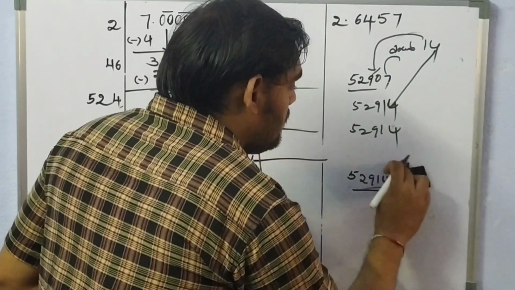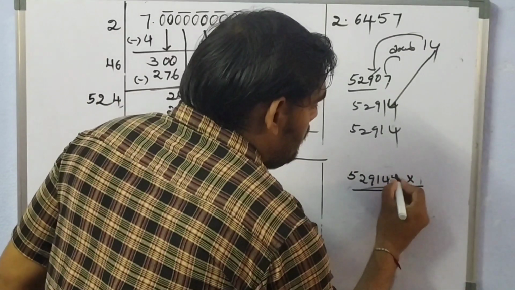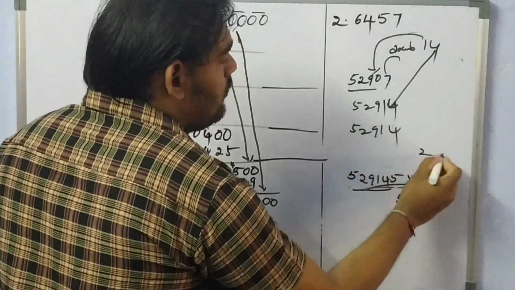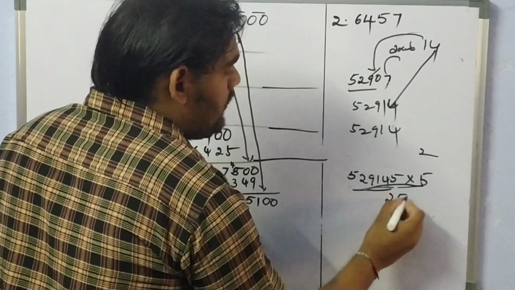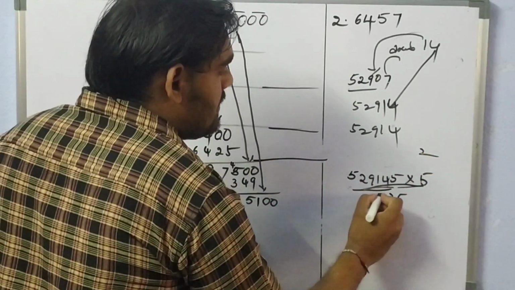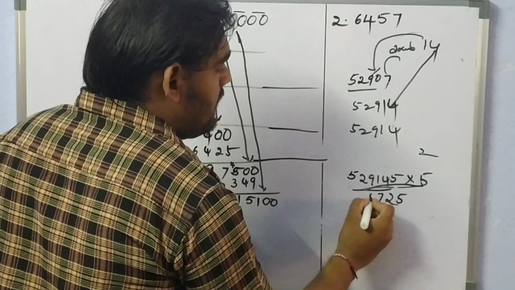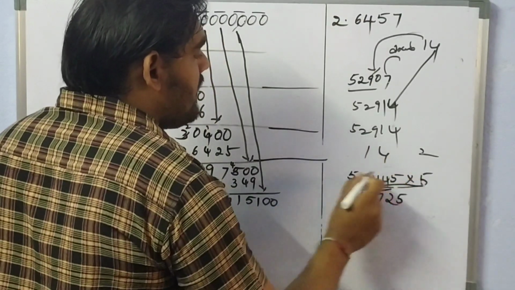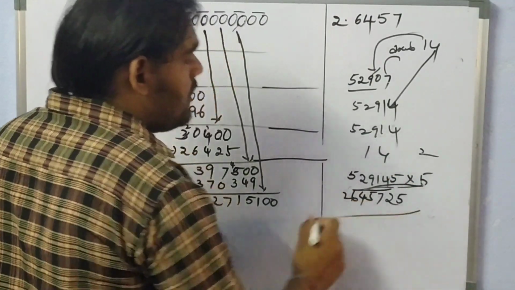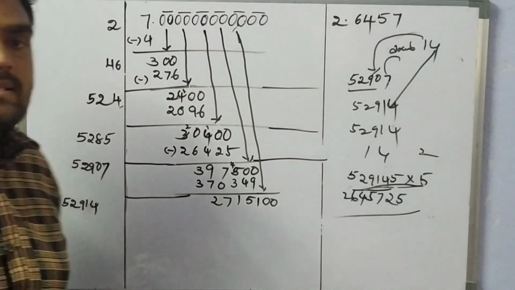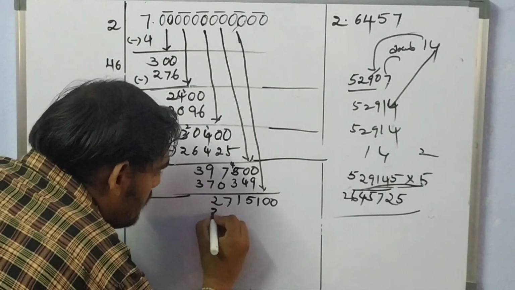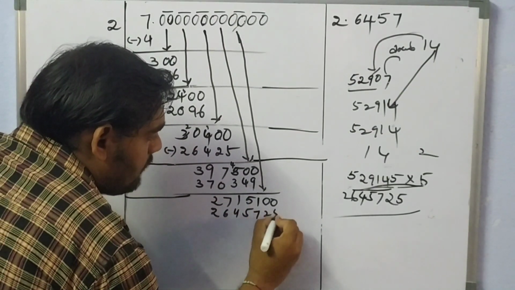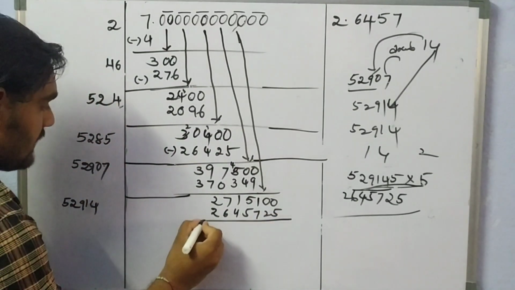27,15,100. So here I am taking 5 directly. Into 5 I am taking. Now 5 5s are 25, 5 4s are 20, 20 plus 2, 22, 5 1s are 5, 5 plus 1, 7, 5 9s are 45, 5 2s are 10, 10 plus 4, 14, 5 5s are 25, 25 plus 1, 26. So it is 26,45,725 we got. Now we need to write here 26,45,725. After that we need to subtract.